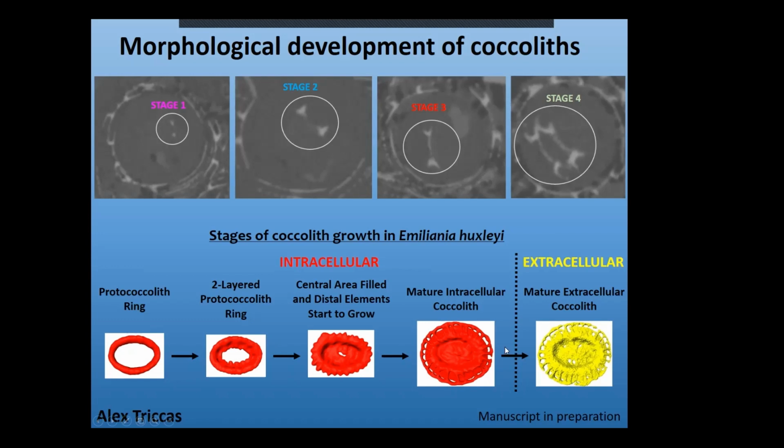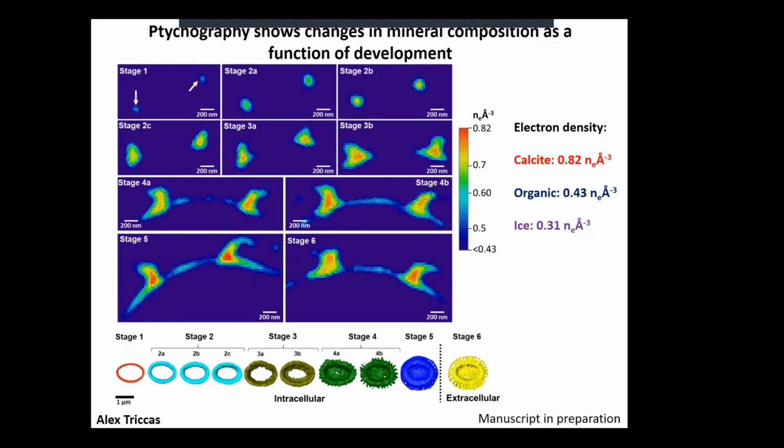But ptychography is actually more interesting than that, because what you get is not just morphology, but it's a quantitative technique in the sense that every pixel or every voxel in the image is going to have an electron density value, and we can associate that electron density value to the composition of the mineral. And what we can see is that, based on this electron density, we could divide the coccolith formation into further stages, where I have the first formation of the ring here in red, and then the ring grows in thickness, which is in blue.